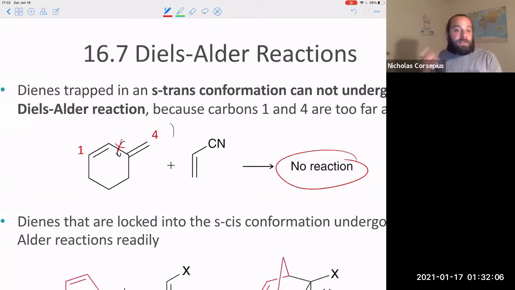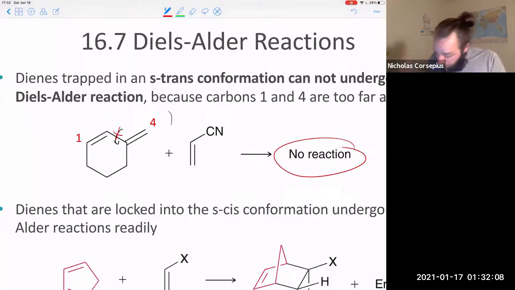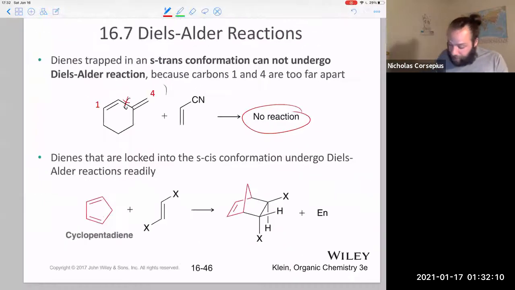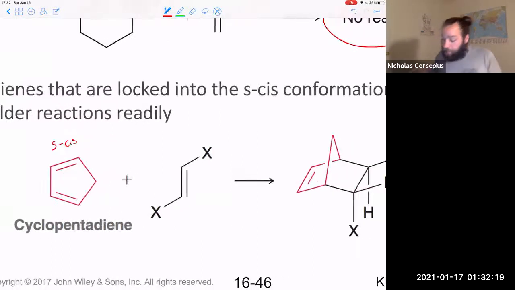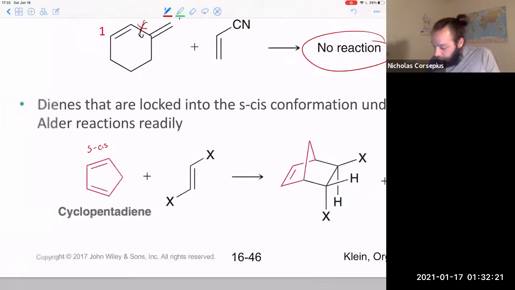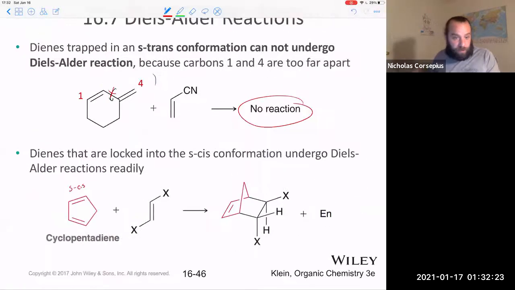And so you're going to have no reaction that occurs between these two compounds because it can't form that S-cis conformation. And on the flip side of that, if you have something like cyclopentadiene that is locked in the S-cis conformation, right? Those two double bonds are locked in that conformation. That will very readily react in a Diels Alder reaction. In fact, cyclopentadiene is a really common substrate for these types of reactions. If we were in the organic chemistry lab, we would actually use cyclopentadiene. It's pretty unstable, so there's no way that I can get it home to you guys, but nonetheless.